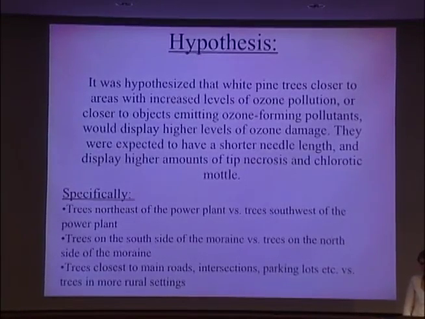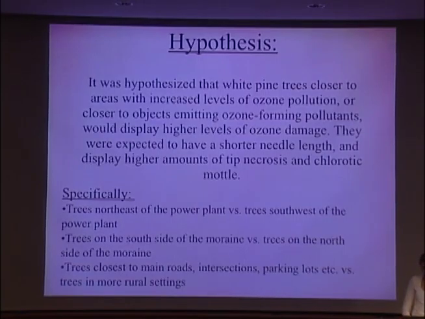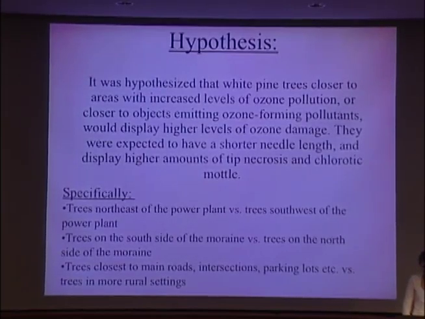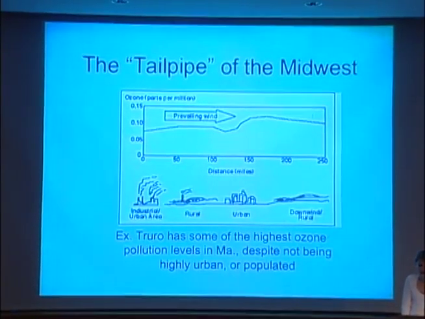And I divided this up into three specific hypotheses for the Cape. First of all, the trees northeast of the Canal power plant in Sandwich would show a lot more damage than the trees southwest because of the wind patterns and how that would be blowing the ozone up over the trees. Secondly, trees on the south side of the moraine would show more damage than trees on the north side. This is because the Cape sticks out into the Atlantic Ocean and basically all the pollution's being blown up and hits the south side of the Cape first.